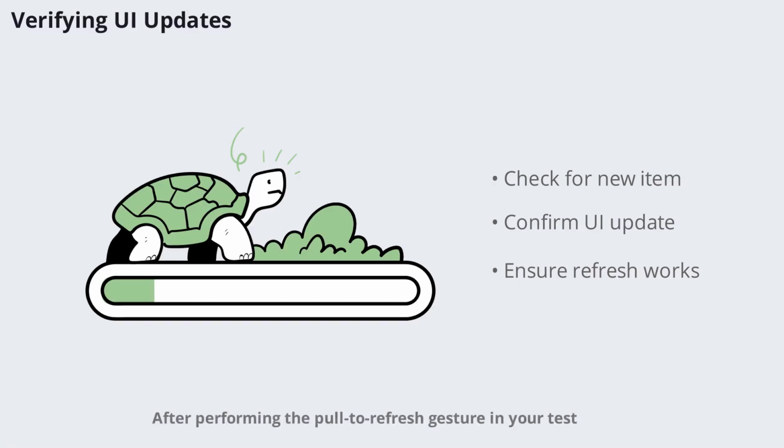After performing the pull to refresh gesture in your test, verify that the new item appears on the screen. This step confirms that the refresh logic is working and that the UI responds to user actions. Consistent verification helps maintain a high standard of quality and ensures a smooth user experience.